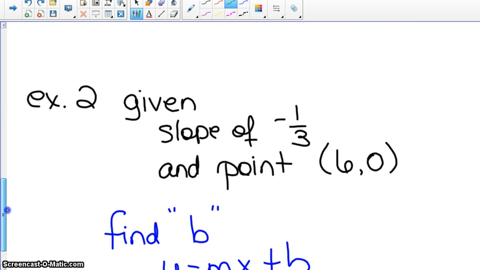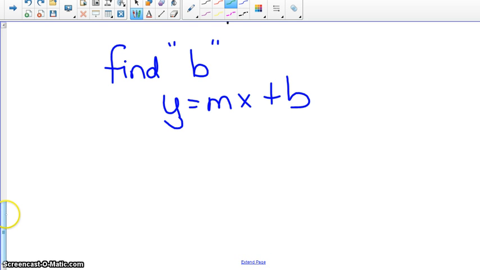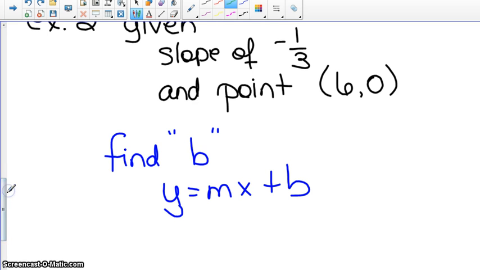All right, example 2. You are given the slope of -1/3 and you're given a point on the line. So you're not given b. Well, we have to find b. To find b, we're going to plug in the values that we do have. I have the slope. Since we have a point on the line, (6, 0), I can now plug 6 in for x and 0 in for y. That would be the y, the m, and the x, and that would leave me with the b. And that will help me solve to find the y-intercept.